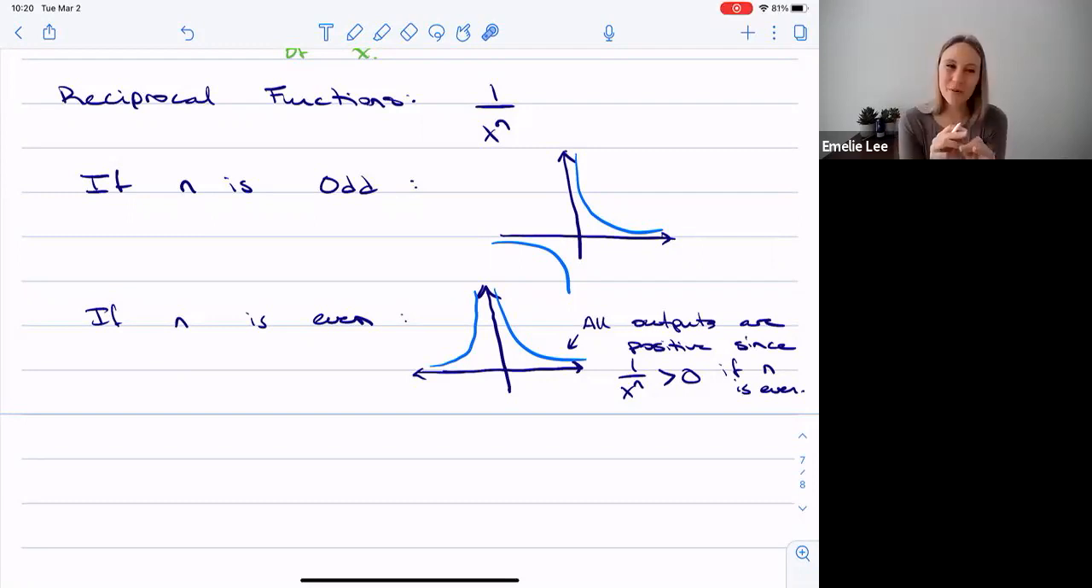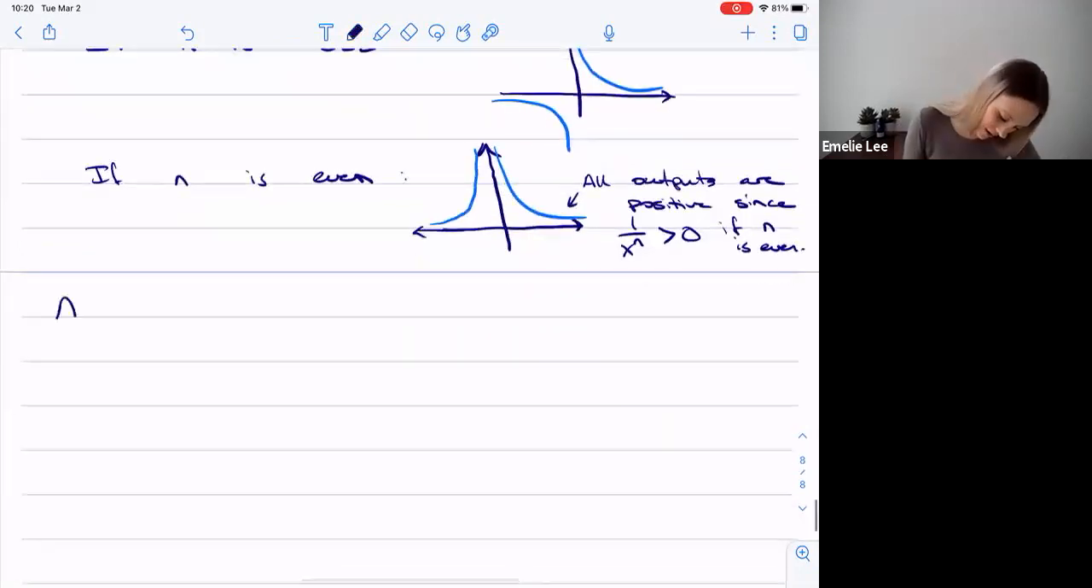The last function that we're going to talk about and kind of know the shape of is the absolute value function. I would scroll up there, but it's really lagging, so I'll just start here. The absolute value function.